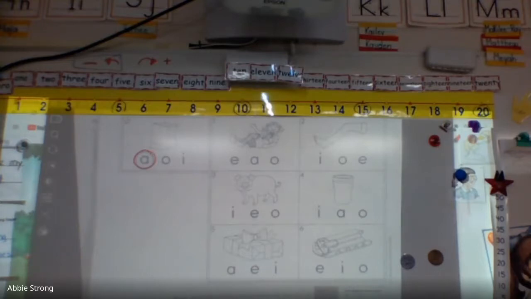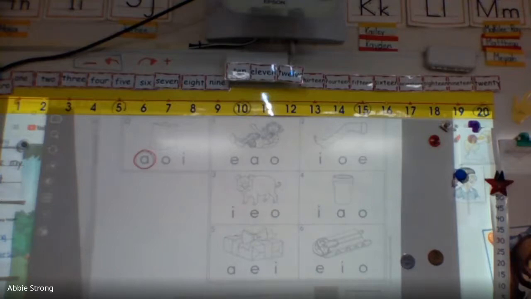All right, look at number 5. Number 5, that is a gift. What letter makes the i sound in box number 5? I love your silent signal, Leah. Great job. This is a gift. What letter makes the i sound? Circle it.